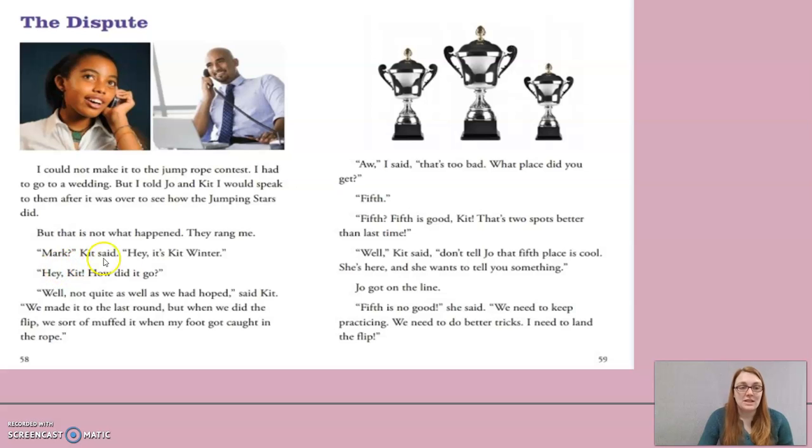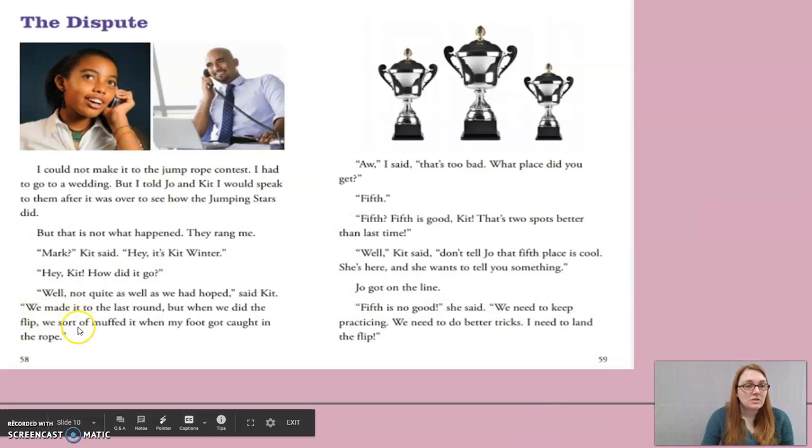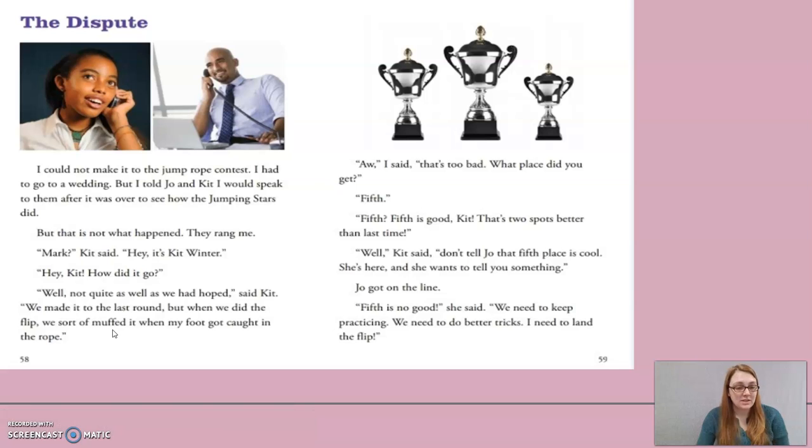Okay, so already we see Kit's calling Mark, so that's a good indication that something didn't go well, right? And remember in the last one, they were practicing that flip with Kit and Joe. So they made it to the last round of the competition, but muffed it. Remember from last time, muffed means made a mistake, and her foot had gotten caught in the rope.